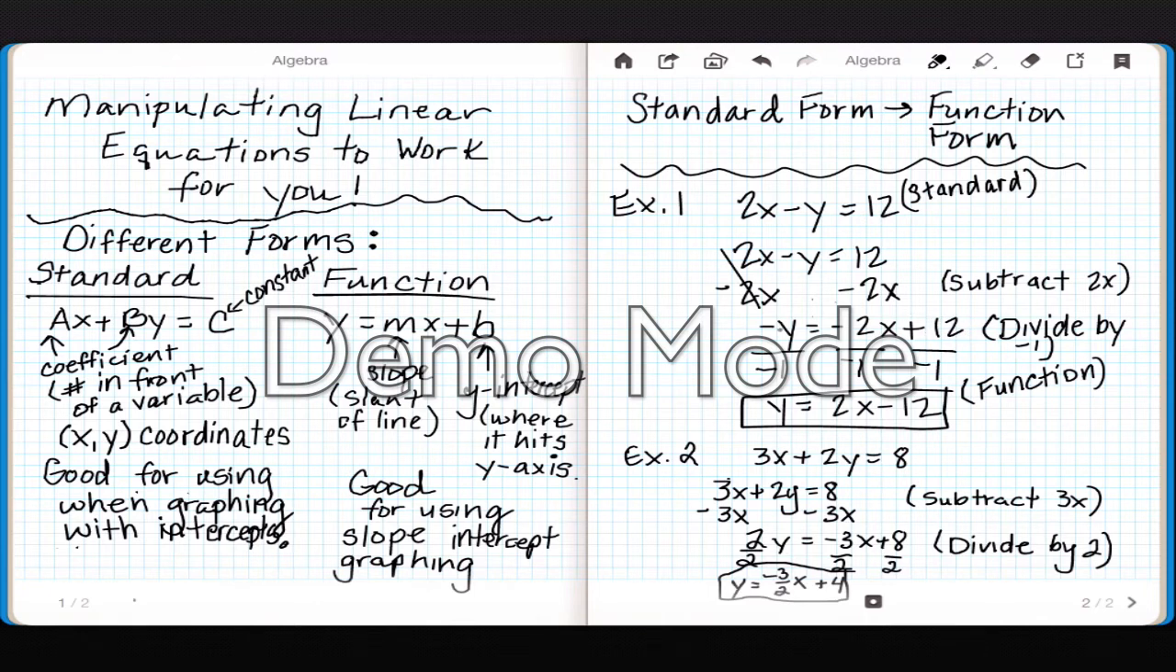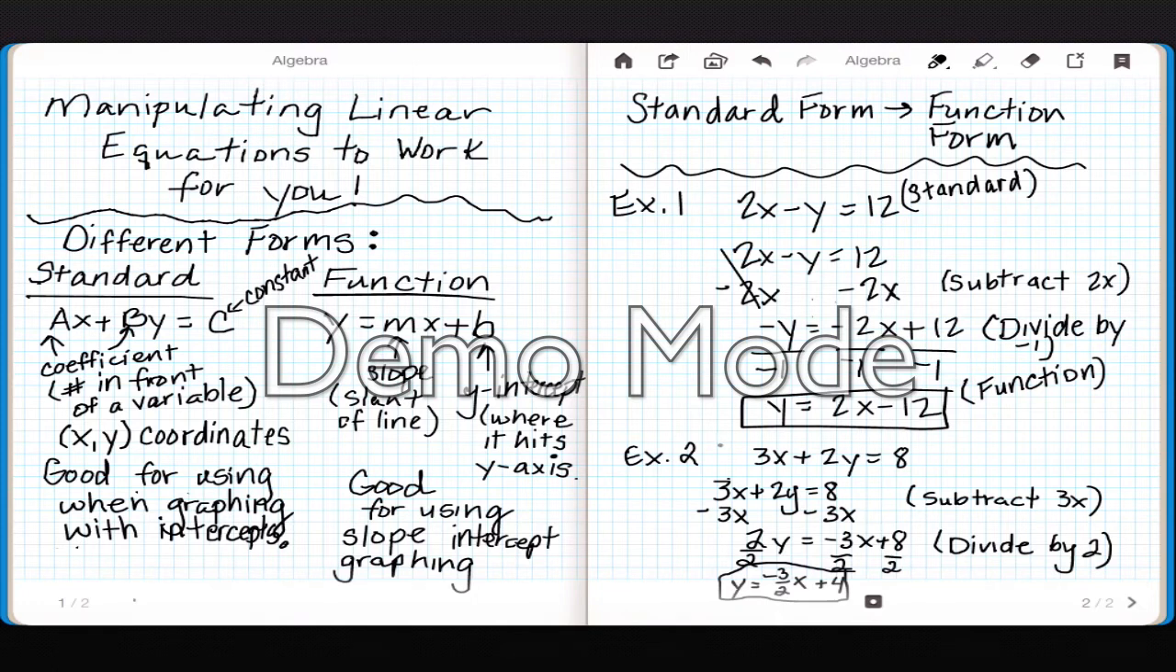Then, in order to get rid of this negative, because I want it to be a positive y, I want to know what y equals, not negative y. I'm going to get rid of it by dividing by negative 1. That'll change the sign because a negative divided by a negative is a positive. And whatever I do to one side of an equation, I have to do to the other. So I do divided by negative 1, divided by negative 1. So I'm left with y equals 2x minus 12. Now it's in function form, and I'm ready to use a t-table to graph it.